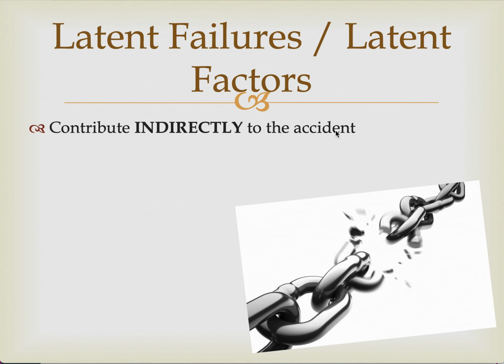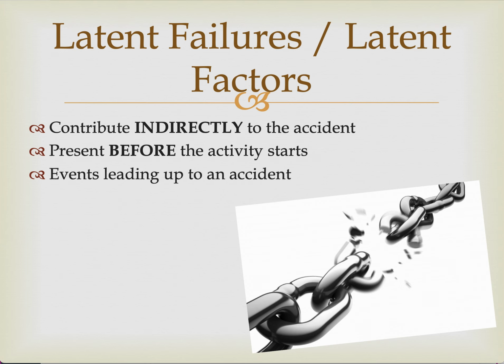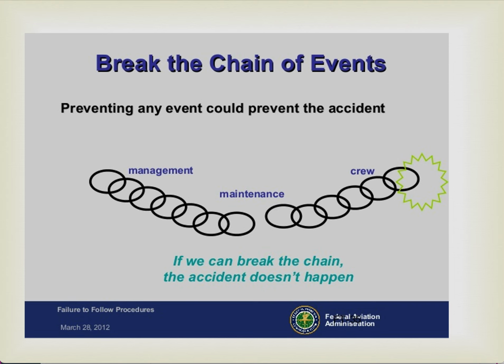So I said we'll talk about it later. We'll mention it now again. Okay, so latent failures contribute indirectly to the accident. They're not the direct cause, but the direct cause wouldn't have happened if it weren't for a latent failure. They're usually there before the activity starts, and they're the links leading up to the accident. That's why we call it the accident chain, which is why you see so many graphics here, so many FAA presentations and talks about breaking the chain. So if you break the chain anywhere along the way, the accident never would have happened.